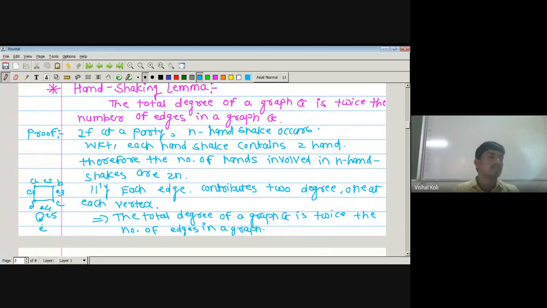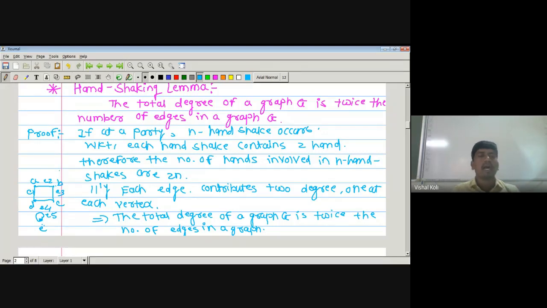Therefore, edge E1 contributes its first degree at A and second degree at D. This is for an edge which is incident on 2 different vertices. If there is an edge which is incident on the same vertex to itself, it will be a loop. For example, edge E5 is a loop incident on vertex E, since its starting and ending point are the same. Therefore, it contributes 2 degrees at vertex E.